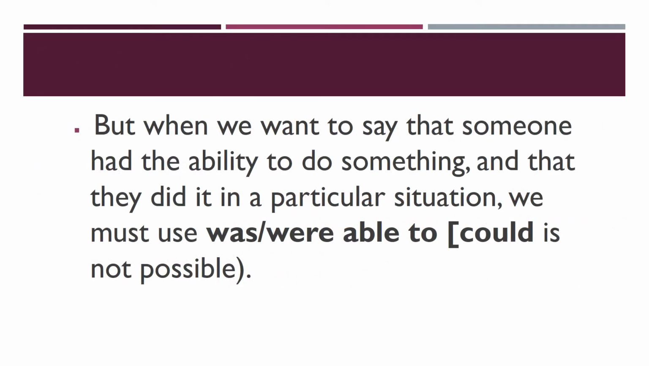But we have a certain difference that you have to focus on and you have to know well. When we want to say that someone had the ability to do something and that they did it in a particular situation, we must use was or were able to. And could in this context is not possible. Let's see an example for this.